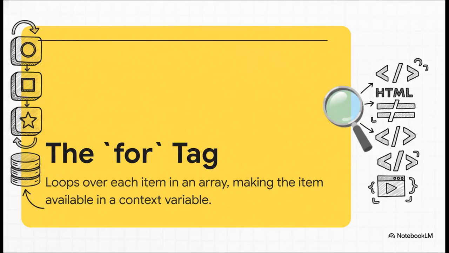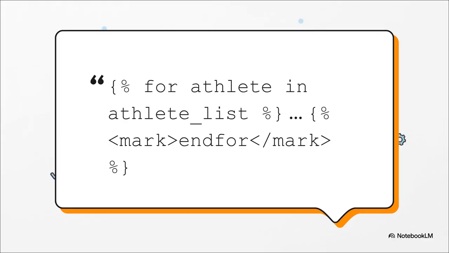Okay, but what if you have a whole list of things you want to show, not just check if the list exists? Well, this is where the for tag becomes absolutely essential. It lets you loop over any sequence, a list, a bunch of data from your database, and it generates HTML for every single item. The structure is super clean and will feel familiar if you know Python.